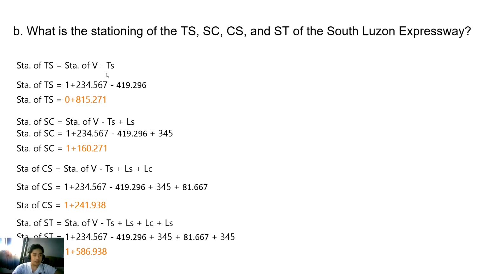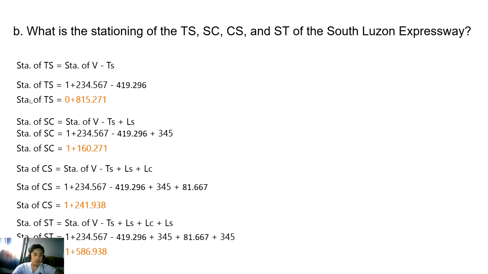Station of B minus TS plus LS, or station of TS, i-add na lang natin siya sa LS. So, 0 plus 810.271, add natin sa 345, and we'll get 1 plus 160.271. So, again, bakit ganun yung ginawa ko?